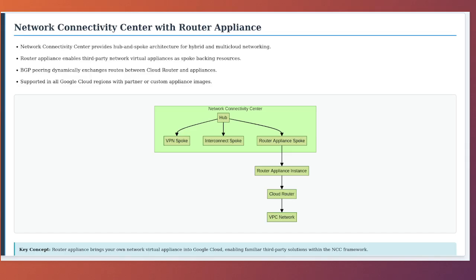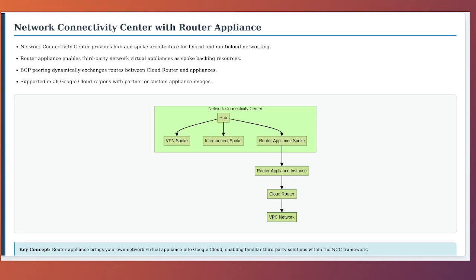In this presentation series, we are going to explore Google Cloud Network Connectivity Center, specifically focusing on how to use third-party network virtual appliances, or NVAs, to establish connectivity between external sites and your virtual private cloud, or VPC, network resources. This is a powerful capability that enables hybrid and multi-cloud networking scenarios.